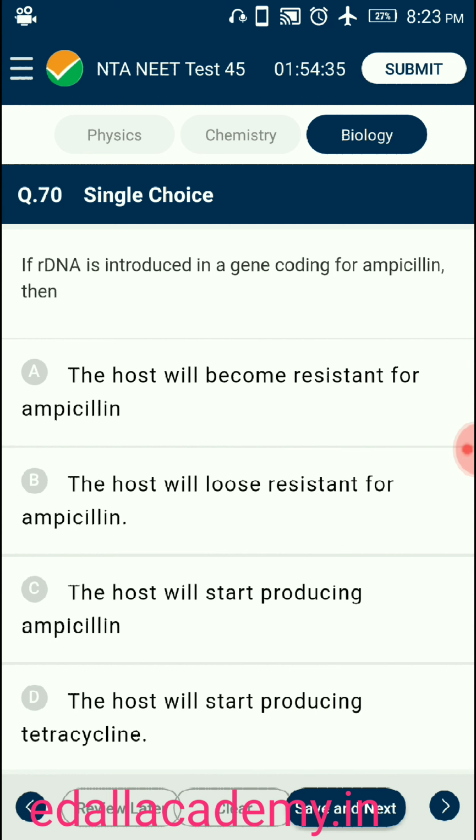Question number 70. If recombinant DNA is introduced in a gene coding for ampicillin, then the recombinant plasmid will lose ampicillin resistant nature due to the insertion of foreign DNA, and this is known as insertional inactivation, but can still be selected out from non-recombinant by plating the transformants on ampicillin medium. So the answer for this question is option B. The host will lose resistance for ampicillin.